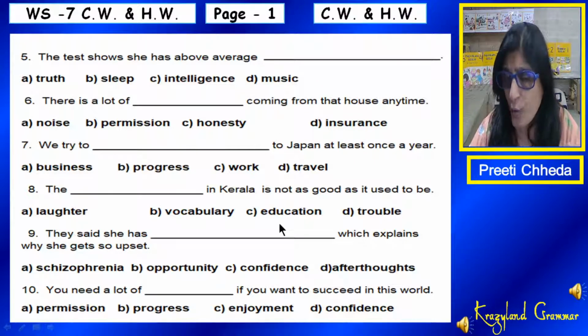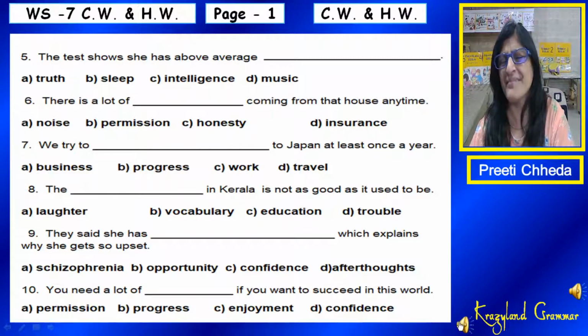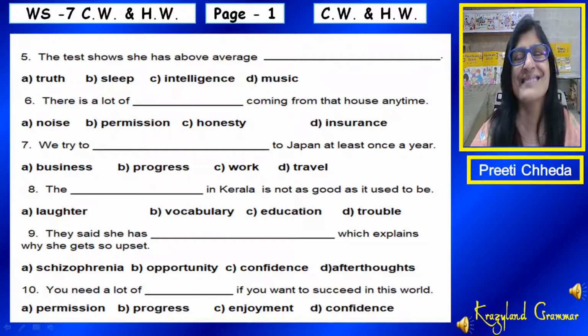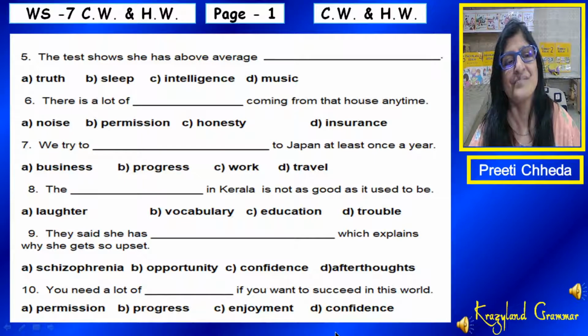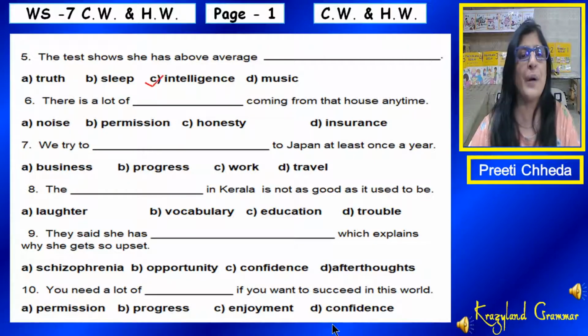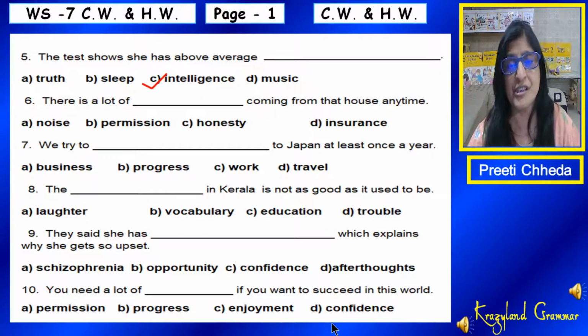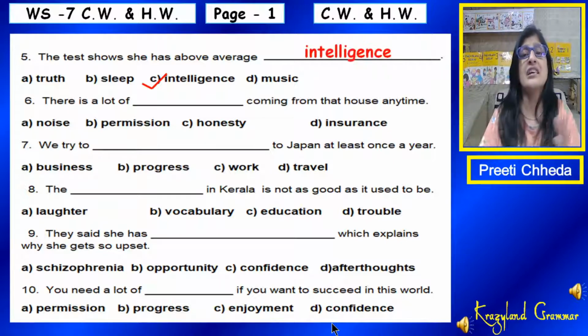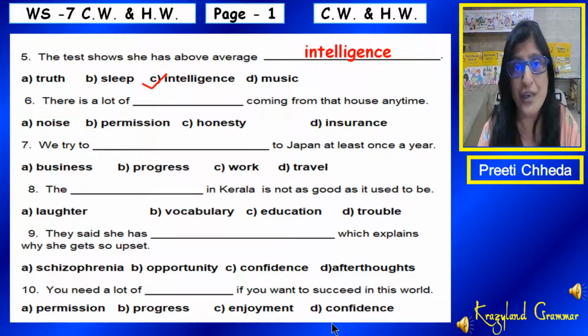So you know what it is. Can you guess one? And not guess, you should know it. So think. Tick mark the correct answer. Okay, and the answer is intelligence. The test shows that she has above average intelligence. मतलब average people में जो intelligence होता है उससे above है. So geniuses have above average intelligence, and we go for that IQ test. It tells you the intelligence level.